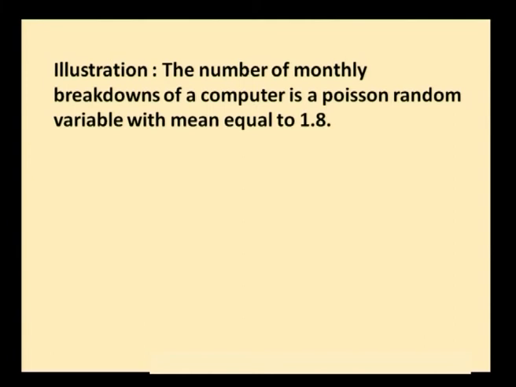Next, we shall deal with one example. The number of monthly breakdowns of a computer is a Poisson random variable with mean equal to 1.8. What have we shown? The mean is represented as lambda, right. The parameter is also lambda. So, when a problem is given, even if it is not mentioned that it is a Poisson random variable, when you are given only the mean value, because mean is representing the only parameter lambda, you can do the problem with Poisson distribution. Because only mean is given, you can proceed with the mean as lambda and find out the respective probability.